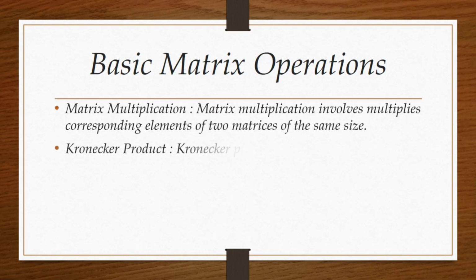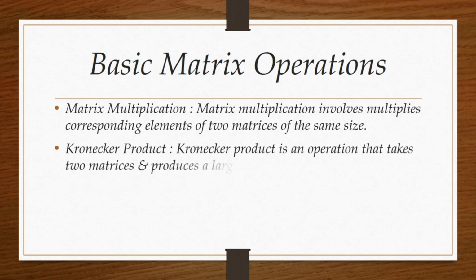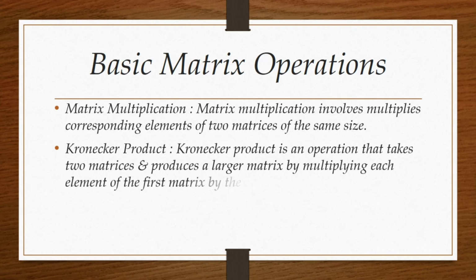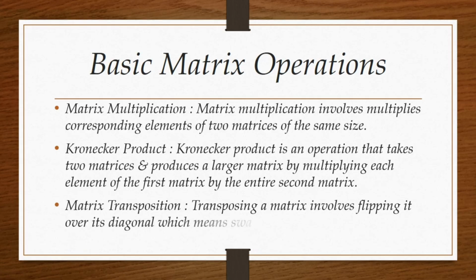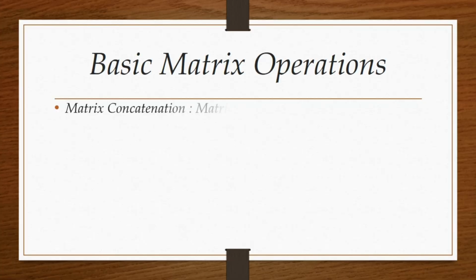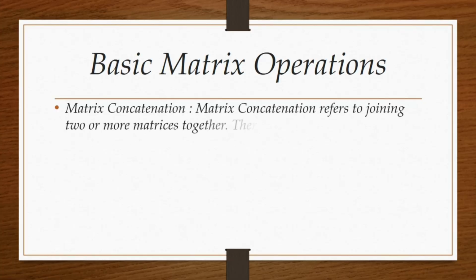Kronecker product. Kronecker product is an operation that takes two matrices and produces a larger matrix by multiplying each element of the first matrix by the entire second matrix. Matrix transposition. Transposing a matrix involves flipping it over its diagonal, which means swapping its rows with columns. Matrix concatenation. Matrix concatenation refers to joining two or more matrices together.